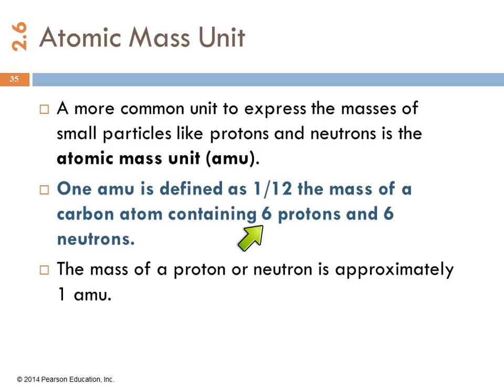So if we have 6 protons and 6 neutrons, that means we have 12 massive particles in the atom, right? And if we take 12 particles and divide by 12, we get 1. So what this means is that each proton and neutron weighs approximately 1 atomic mass unit, and that's why it was defined that way.